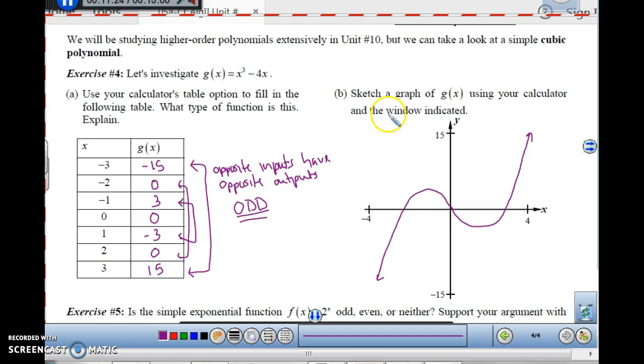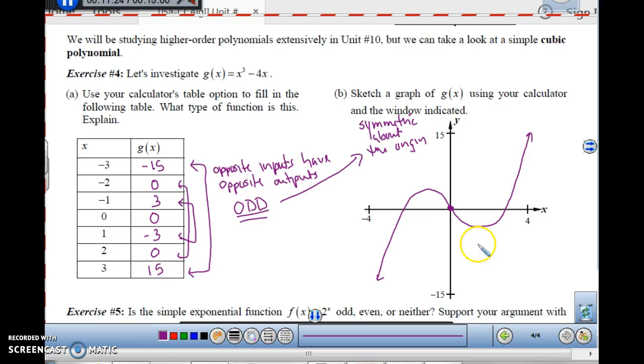Okay, so what kind of symmetry is this? Well, if we look at the origin right here, if we rotate this part right here 180 degrees, where do we end up? We end up over here. So this is symmetric about the origin. So it is going to be an odd function. So it's symmetric about the origin. So you can see as it goes up like that.